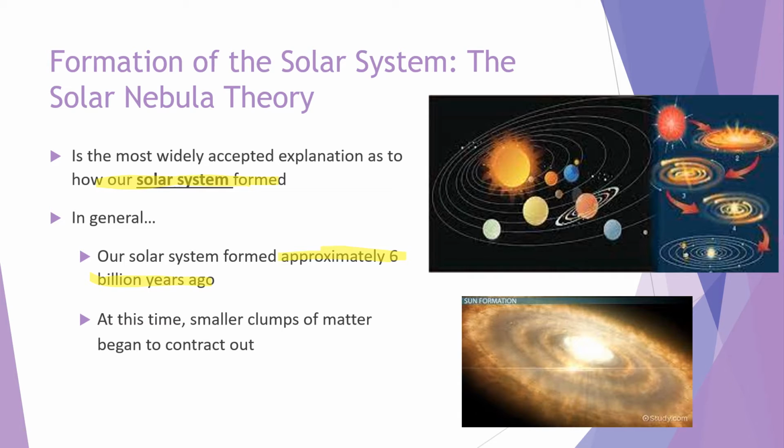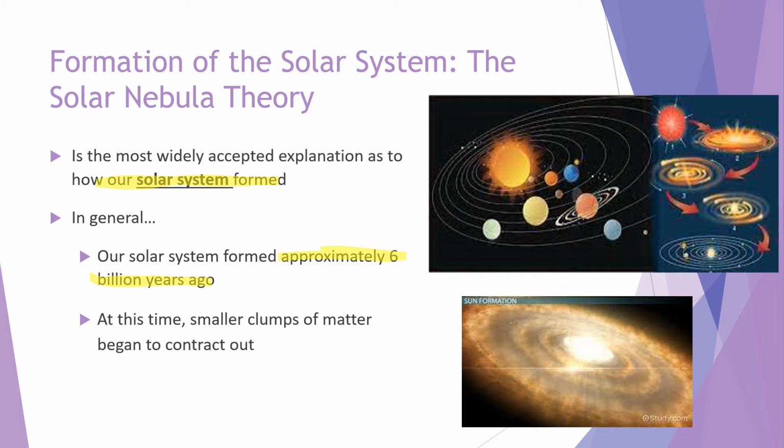Okay, and keep in mind it's called the solar nebula theory. This is the idea that 6 billion years ago, a whole big massive cloud of dust and gas, known as a solar nebula. And remember, when we did the stars lesson, the birth of a star began with a nebula. So the idea is that this big massive cloud of dust and gas, known as a solar nebula, was created.